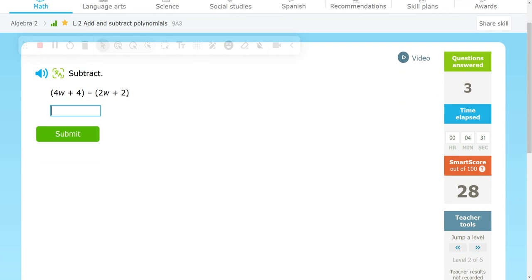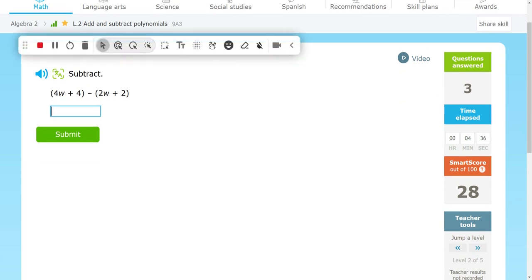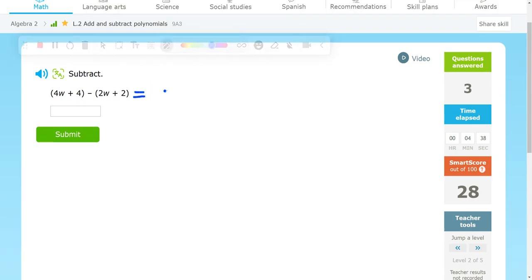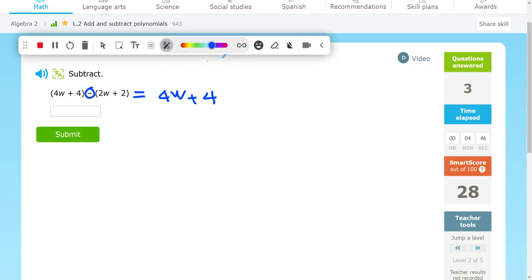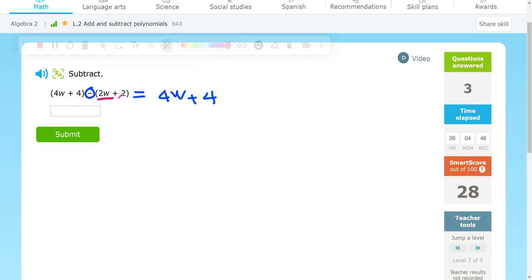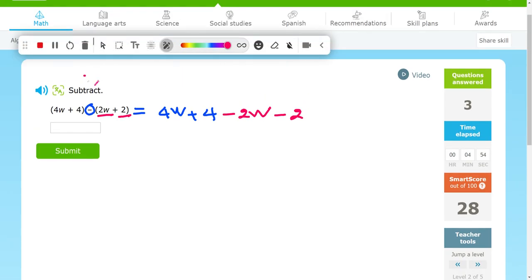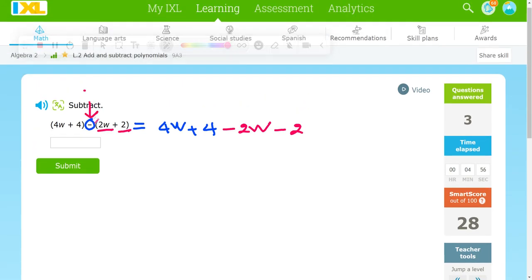Same thing happened. Open your parentheses first. So we have 4w plus 4. Now the second parenthesis has a negative sign in front, so make sure you change the sign when you open. So 2w becomes negative 2w, and 2 becomes negative 2, because of this negative sign. This negative sign changes everything.